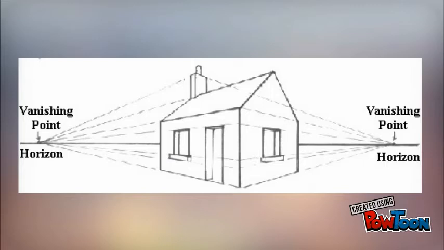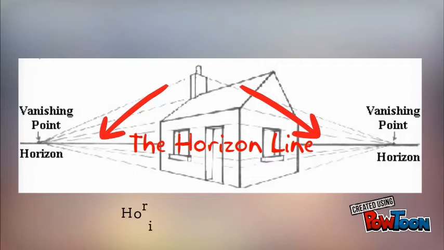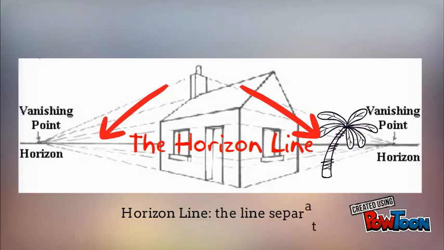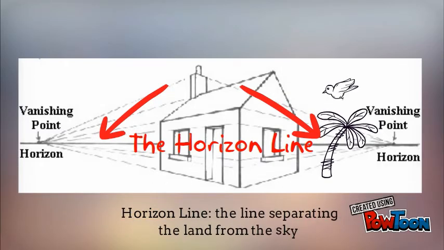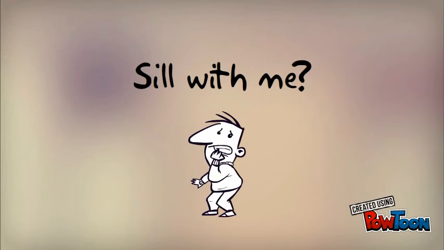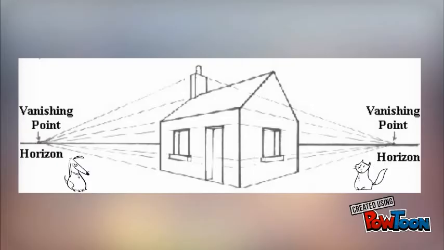Let's break it down to just the horizon line. That's where the vanishing points sit. Here's our horizon line. It's basically the line that separates the land, where the tree is, from the sky, where the little birdies is. Still with me? I know, it's kind of a lot.